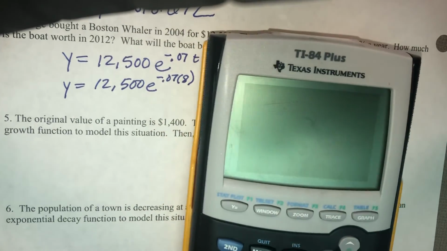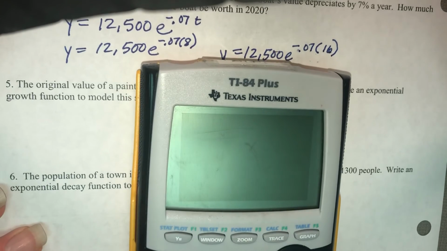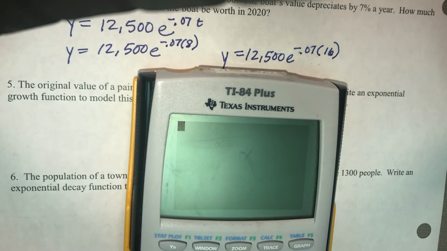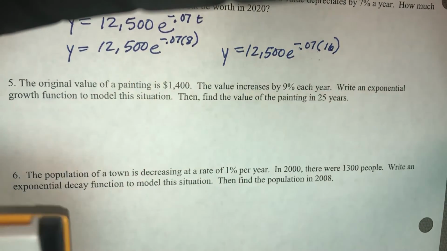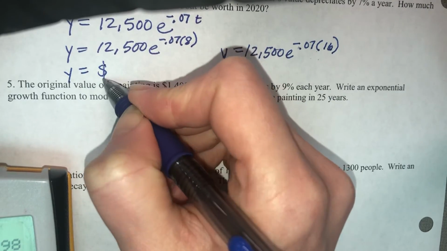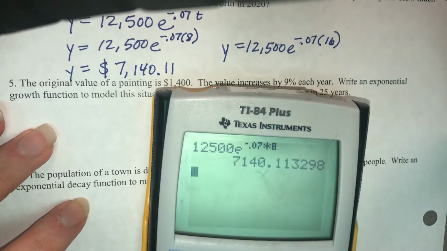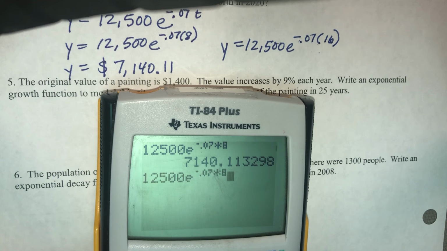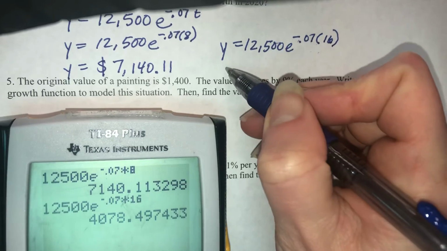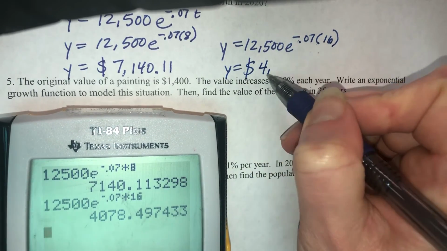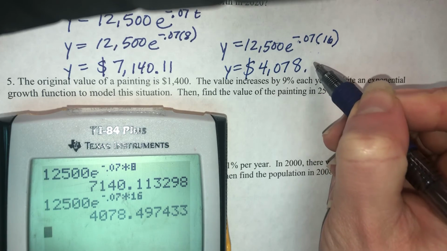See if I can get this set up right. That looks good. So 12,500 times e to the power of negative 0.07 times 8. So the first answer is 7,140.11. And the second one, I'm going to press second enter, change the 8 to a 16. And that's going to be 4,078.50.